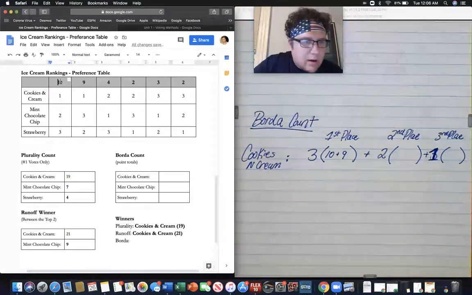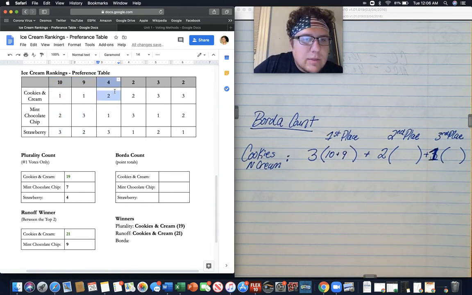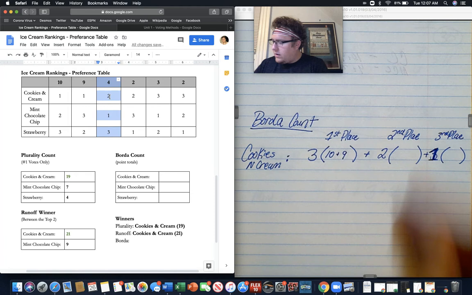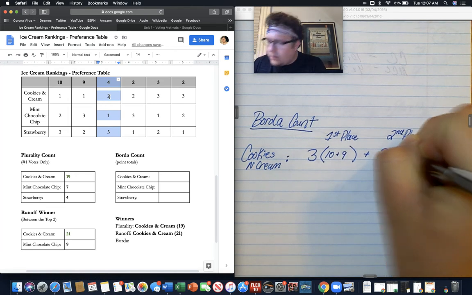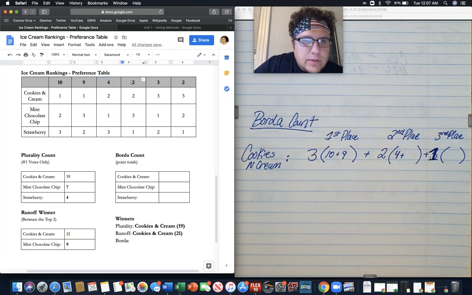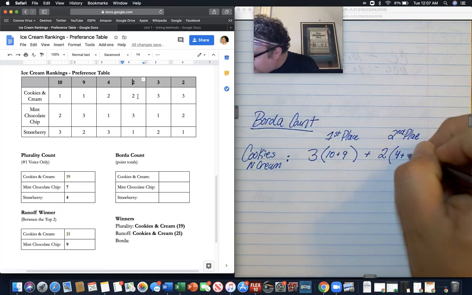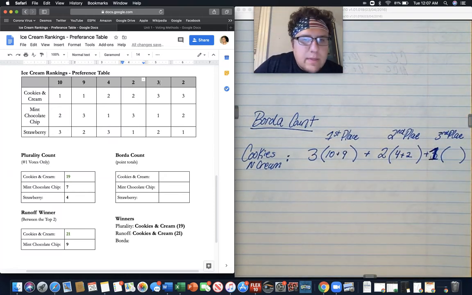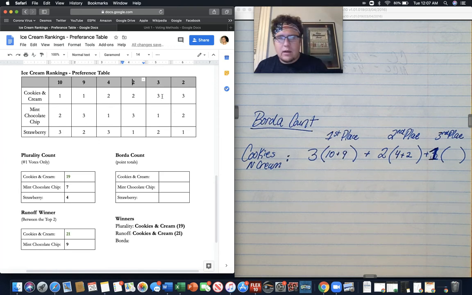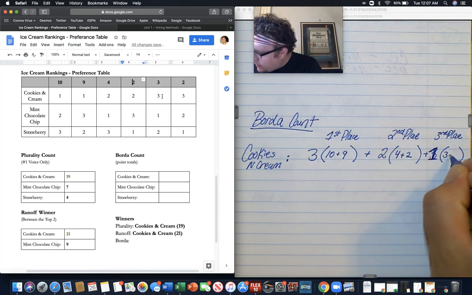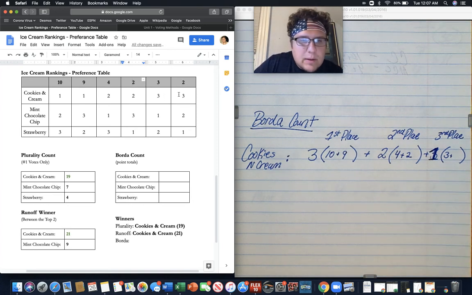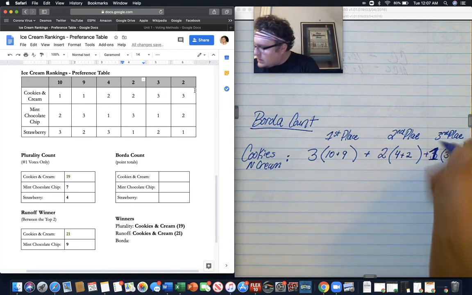So we have made our way through 2 columns. We're going to look at these 4 people now. So these 4 people, they ranked cookies and cream as their second ice cream flavor. So we're going to put a 4 in that spot. Then I look at these 2 people. They said cookies and cream was their second choice as well. So there's 2 more. And then we have these 3 people said cookies and cream was their least favorite. So 3 people in there. And then these 2 people also said cookies and cream was their least.